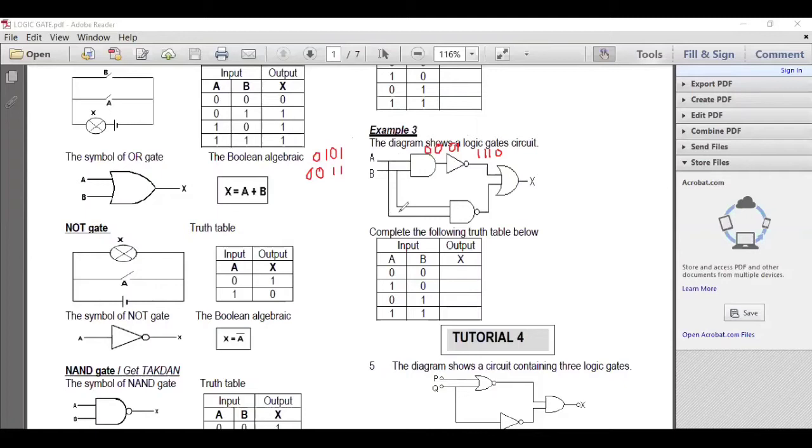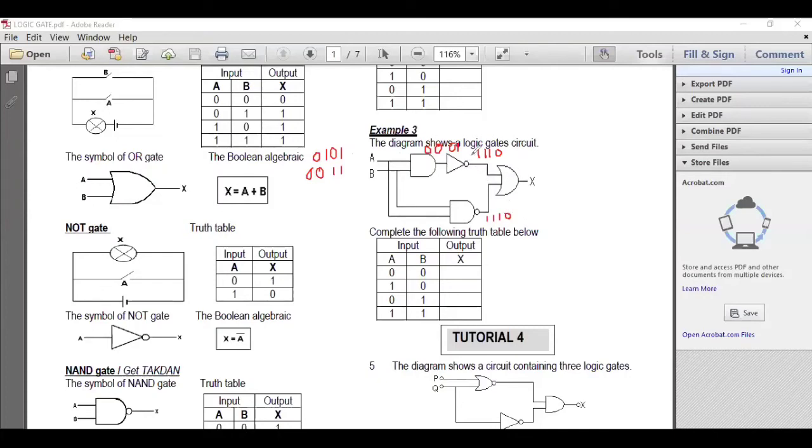At the same time, it passes to the NAND gate. It goes down here and becomes the input for the NAND gate. For a NAND gate, you multiply then inverse. 0 times 0 is 0, inverse becomes 1. 1 times 0 is 0, inverse becomes 1. 0 times 1 is 0, inverse becomes 1. 1 times 1 is 1, inverse becomes 0.